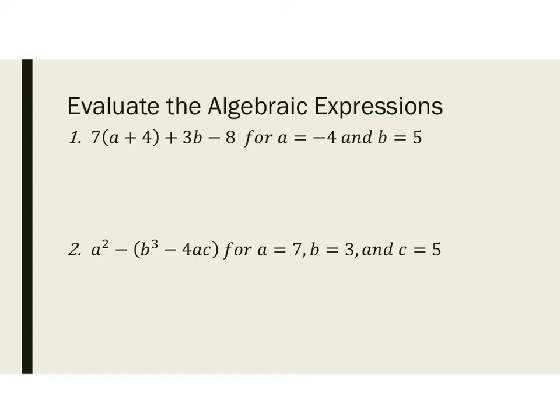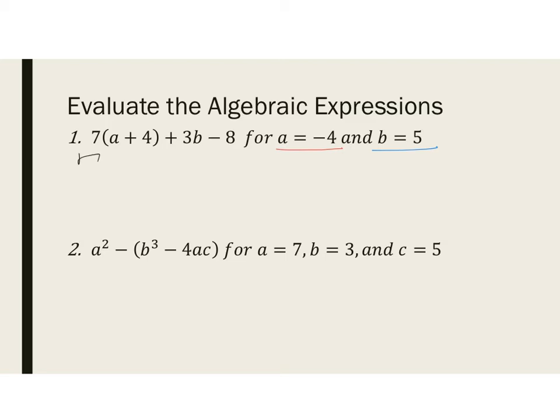Alright, now we're going to be evaluating algebraic expressions. So basically, an algebraic expression is just a numerical expression, except instead of all numbers, you have some variables. And in this case, what we're going to do is just one more step than the numeric expression. First of all, we have to substitute. It says for A, we're going to put in -4, and for B, we're going to plug in 5.